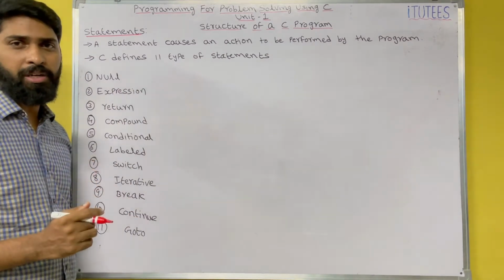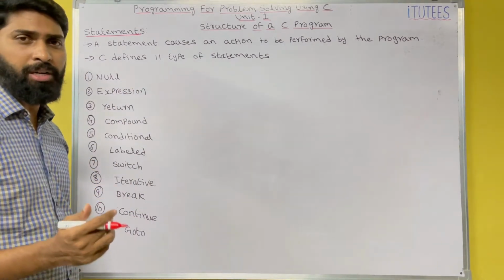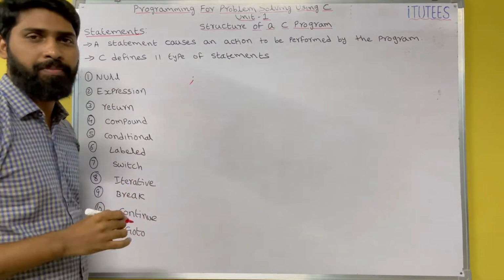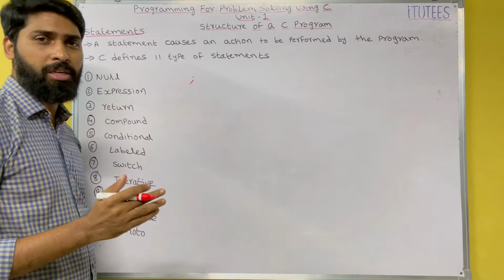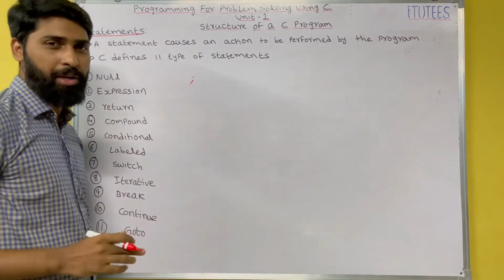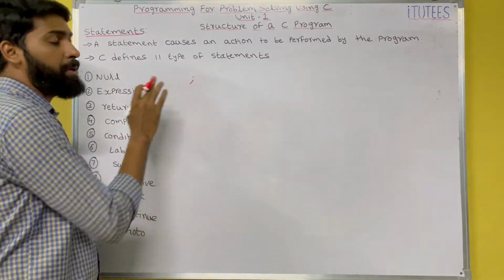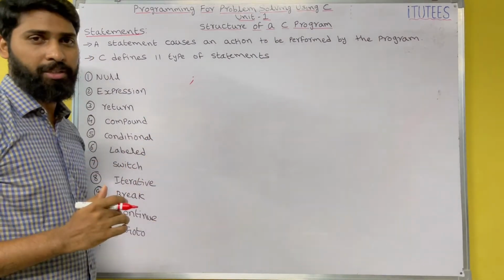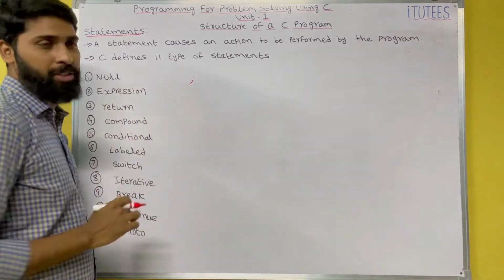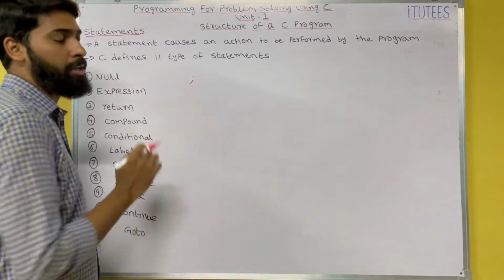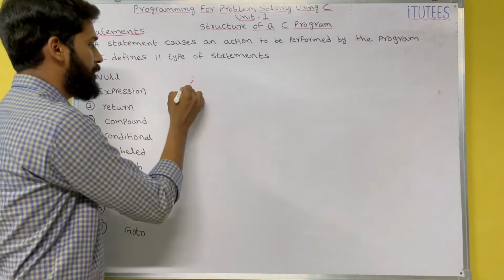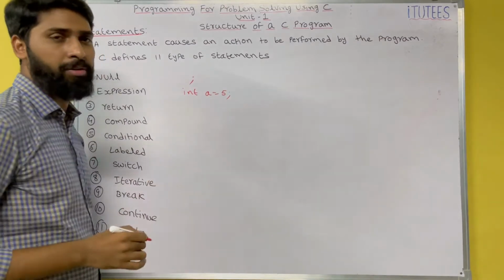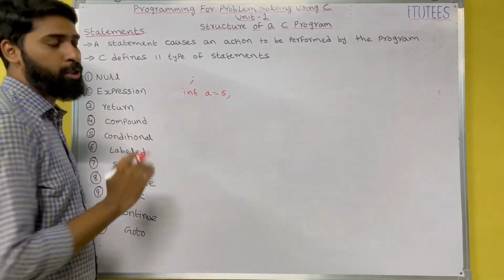What is a null statement? A null statement is nothing, which we can write with the help of a semicolon. That's it. All the instructions in C terminate with a semicolon. If you are writing the semicolon only, then this is called a null statement. Next one, expression. If you write anything before the semicolon, for example, int a = 5; then this is called an expression.